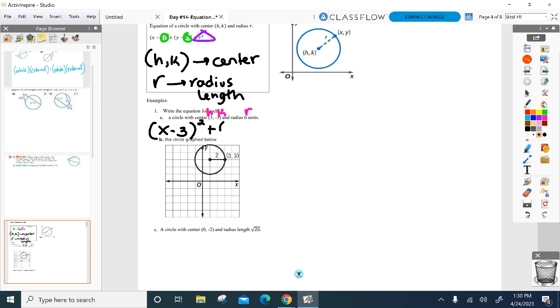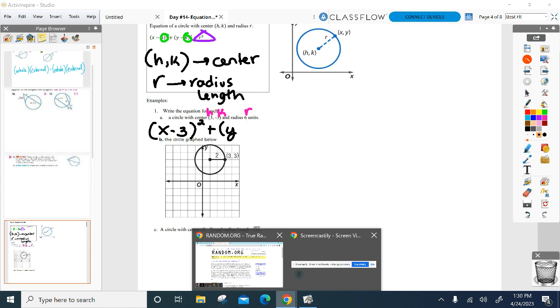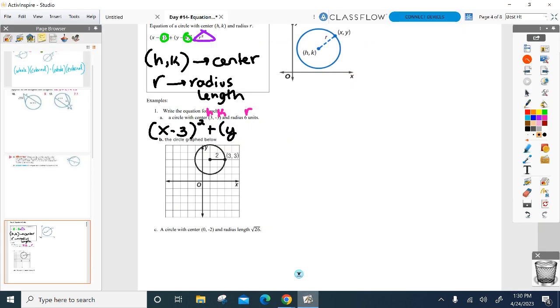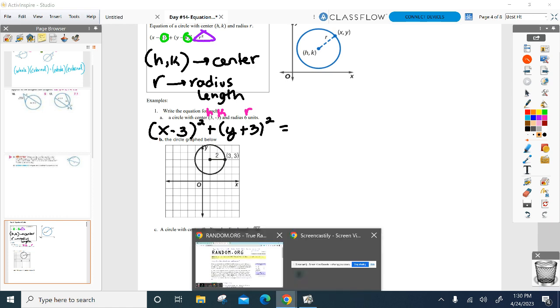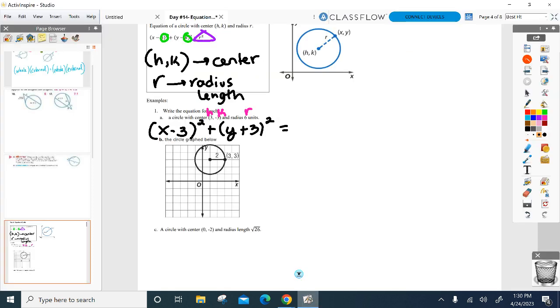Plus y, what was my k value here? Negative 3. Okay, so predict what's going to happen right now. y minus negative 3. You're not going to see me write that. What am I going to write instead? Yes, plus 3. All squared. Equals r squared. What was r again? What's my radius length? 6 squared. There you go. Could you see that there?